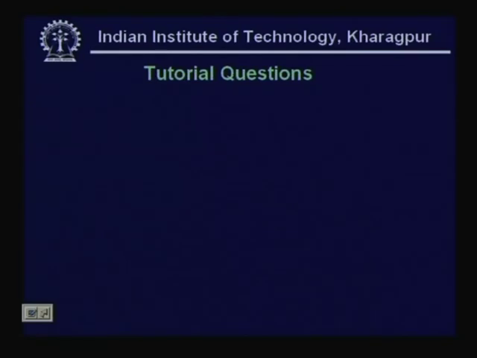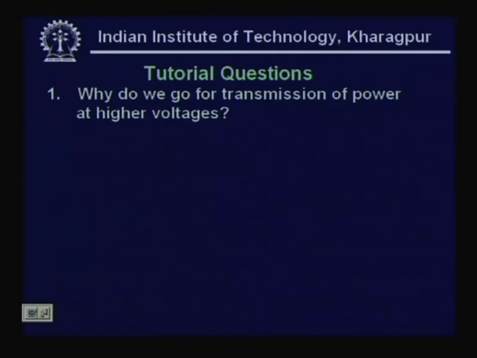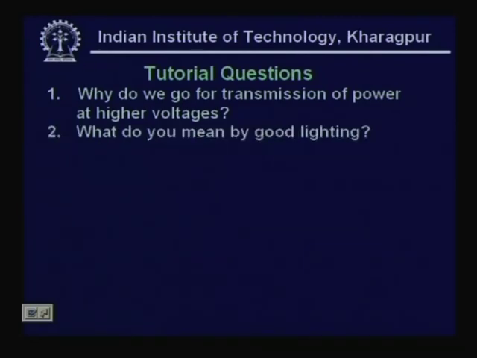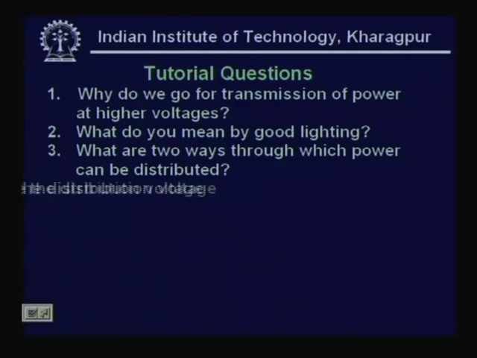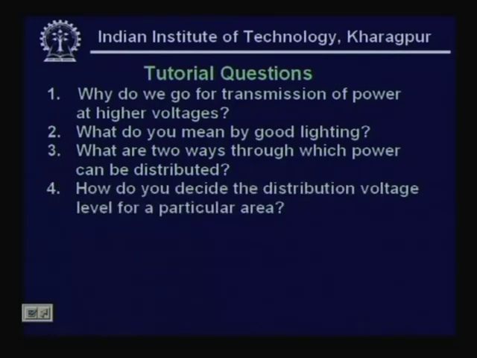So we end this lecture with certain questions to be addressed, and these questions will be answered in a subsequent lesson. Number 1, why do we go for transmission of power at higher voltages? 2, what do you mean by good lighting? 3, what are two ways through which power can be distributed? 4, how do you decide the distribution voltage level for a particular area?